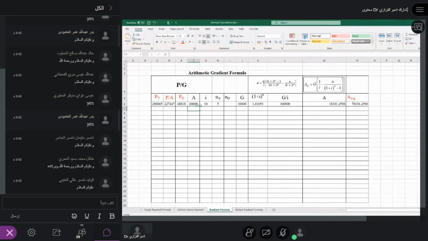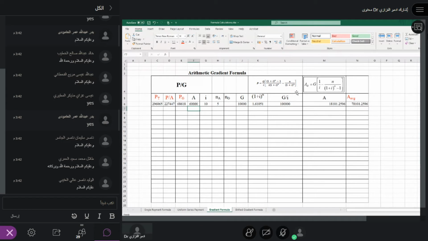For arithmetic gradients, you'll be given the amount, the interest, and the number of years N that you'll be receiving this amount or injecting this amount. Then the gradient will be given, which you plug in, and then you can calculate either the present value given this amount, or the present total. It depends on what kind of question you will be asked.